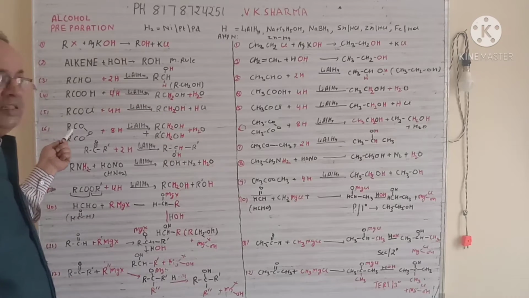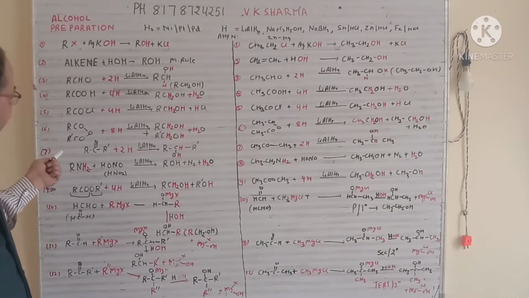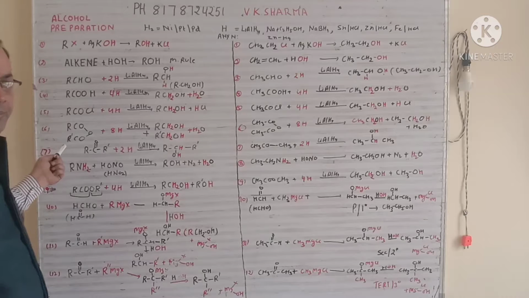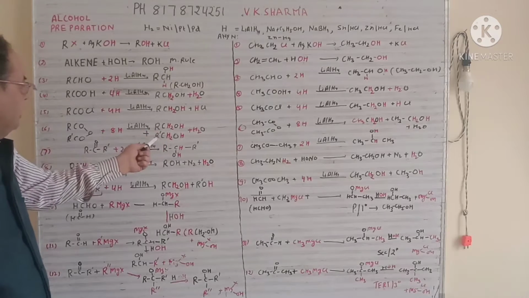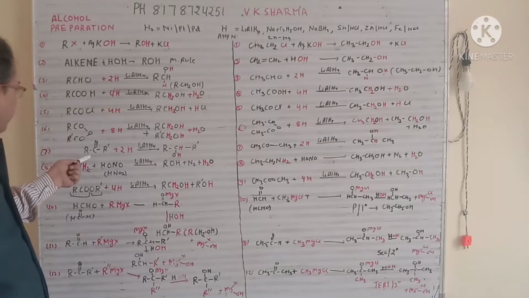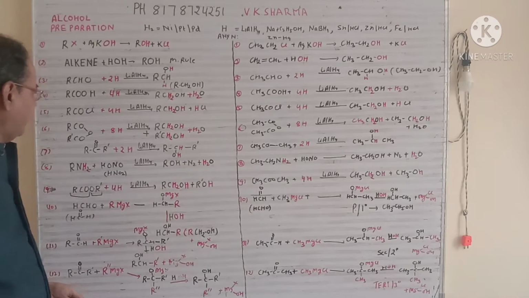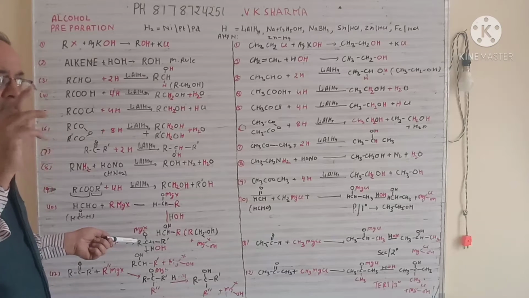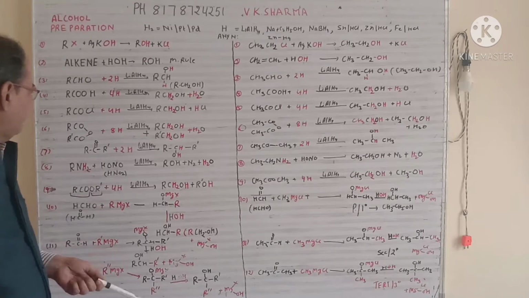Same way RCOCl, that is acid chloride group, with 4H will give you RCH2OH plus HCl. Same way the anhydride group, these two R may be same, may be different. So depending on the R, you can get a mixture or twice the quantity. So add H2O, that will give you RCH2OH and R'CH2OH, it's a mixture, plus H2O. Same way if you take ketone here, RCOR', twice of H will give you RCHOHR'. So that is a secondary alcohol. With ketone you always keep in mind that ketone will always give you secondary alcohol with twice of H.